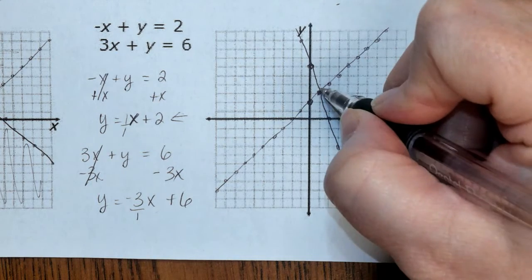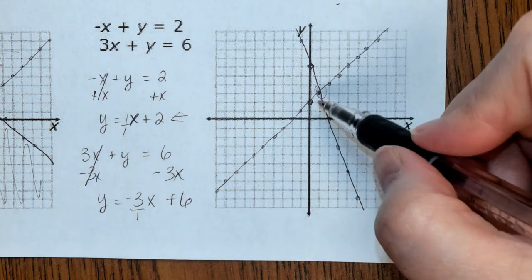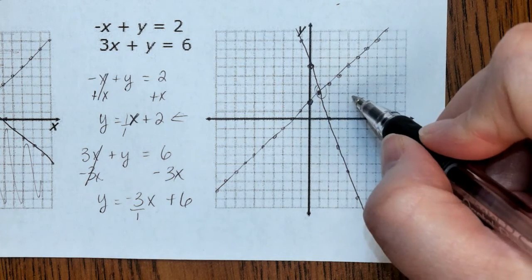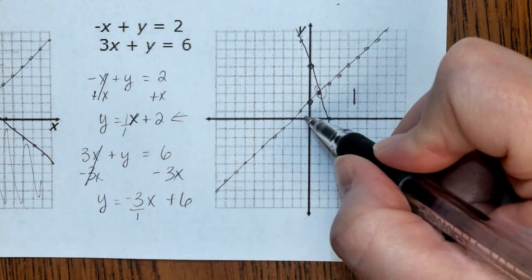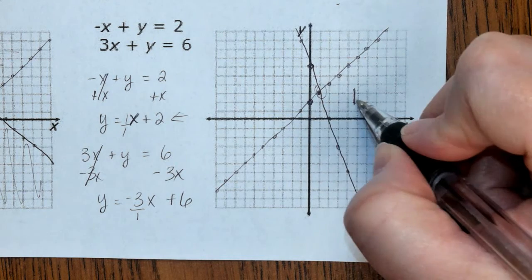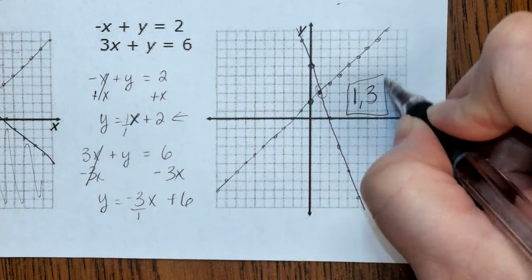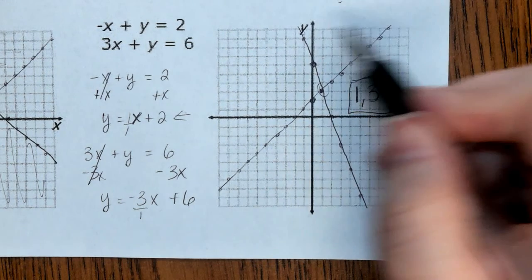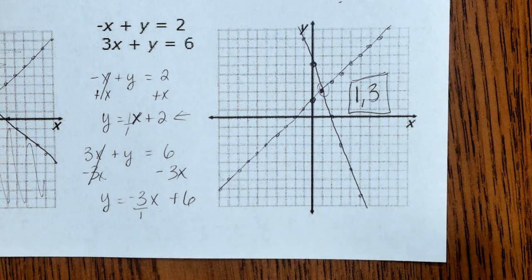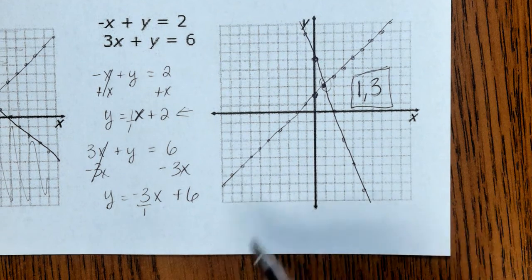So the part where they meet's right here. It's kind of hard to tell there because my line's a little crooked. But the point is at 1, because it went over 1 and up 3. So it's at 1, 3. That's the solution. The point. But this is what the graph looks like. There's no shading on this one, because there's no less thans or greater thans on this one.